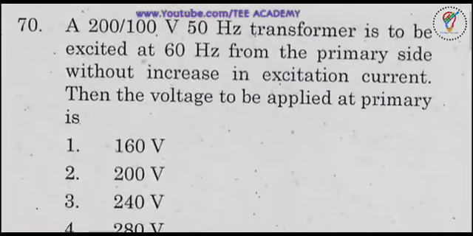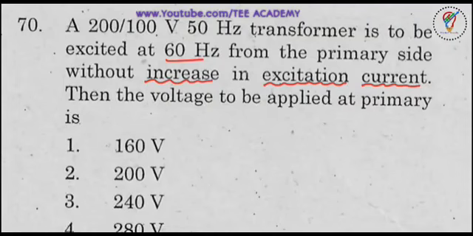Okay, right, this one. Now 70 question. A 200 V/100 V 50 Hz transformer is to be excited at 60 Hz from the primary side without increasing the excitation current. So here the keyword is excitation current. Excitation current is not going to change, it remains the same. Then the voltage to be applied at primary.